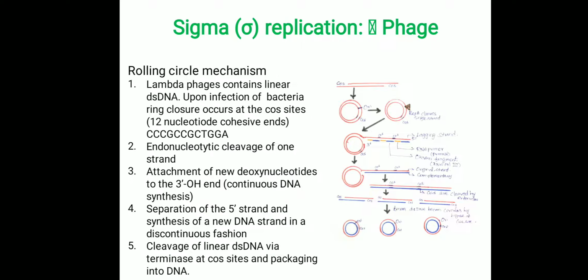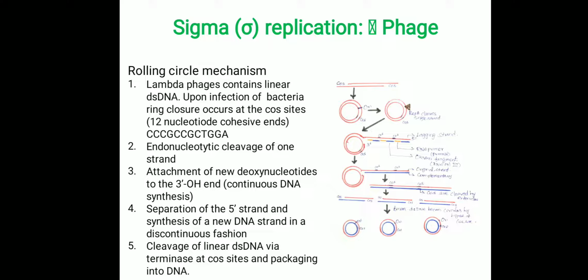The second method is called sigma replication. This occurs in part of the life cycle of lambda phage. Here the replication follows a mechanism called the rolling circle mechanism. The lambda phage contains linear DNA inside the virus as its genetic material. Once it infects the bacterium, the DNA enters inside. Sometimes it may integrate with the bacterial chromosomal DNA, which is called the lysogenic phase.